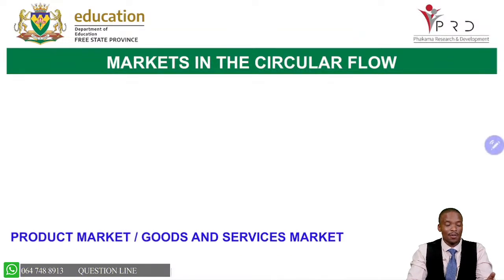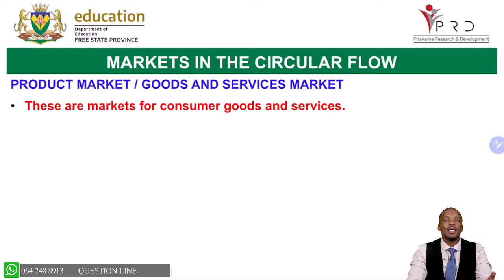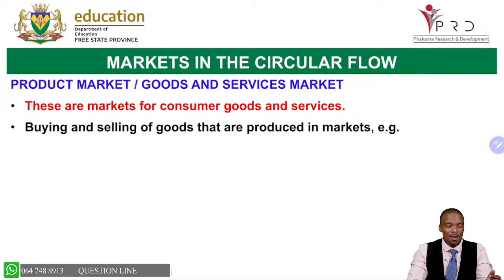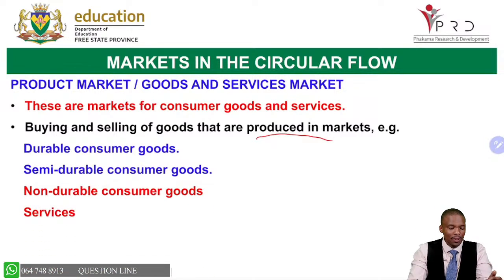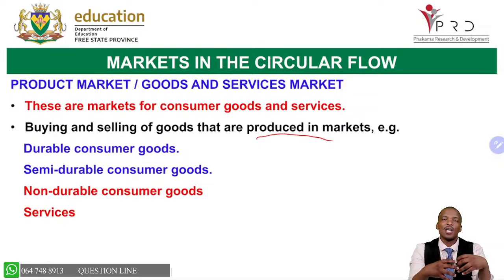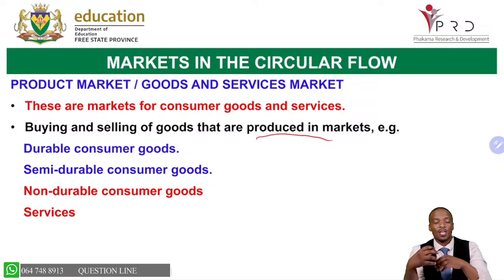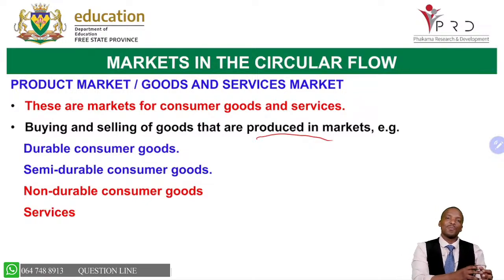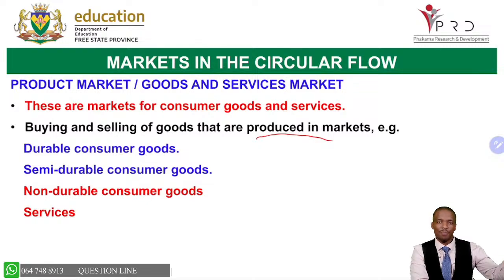Then we say it is the product market, or the market for goods and services. These are the markets for consumer goods and services, where buying and selling of goods that are produced takes place in this market. For example, consumer goods. While we are here, when we were explaining currency depreciation and currency appreciation, we distinguished between capital goods as well as consumer goods. On the capital goods, we mentioned that these are the goods that are used to produce other goods and services, such as equipment, petrol, and everything.